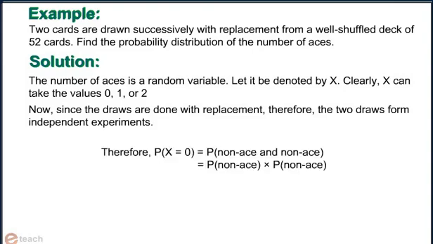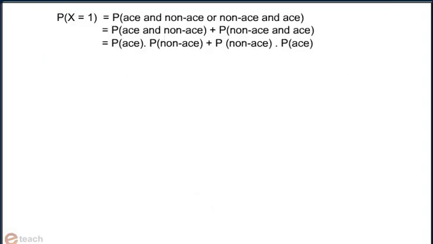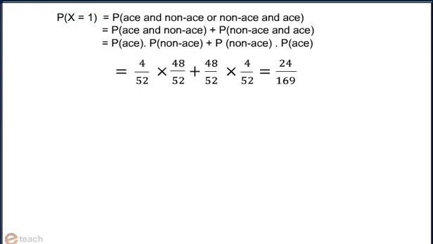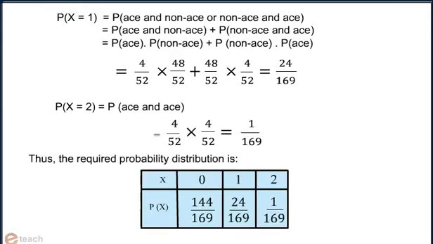Therefore, the probability of X equal to 0, that is the probability of no ace and no ace, is equal to the probability of no ace times the probability of no ace, which is 48 by 52 multiplied 2 times, that is equal to 144 divided by 169. Probability of X equal to 1 comes out to be 24 by 169, and probability of X equal to 2 comes out to be 1 by 169. Thus, the required probability distribution is as shown.